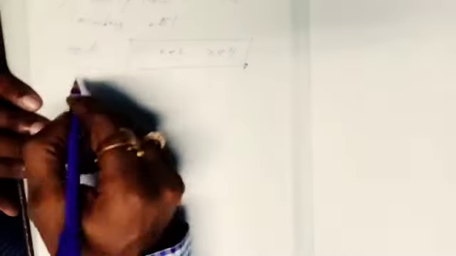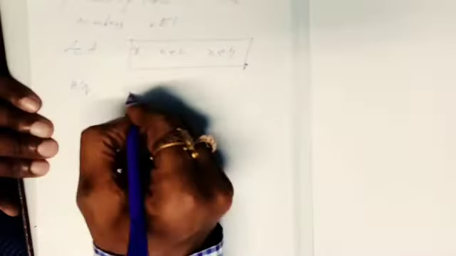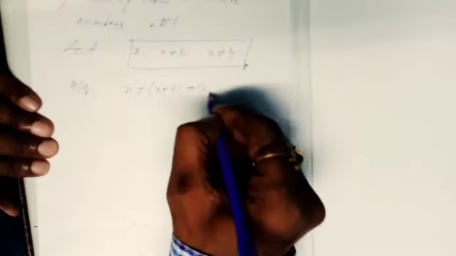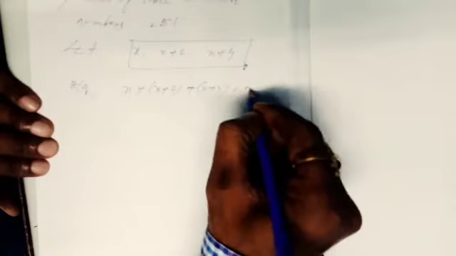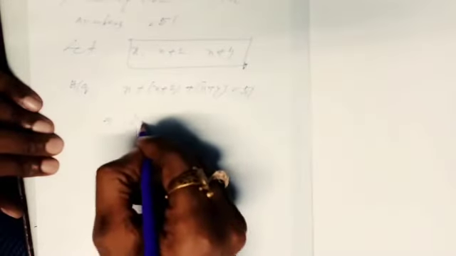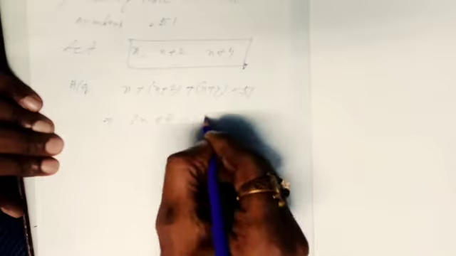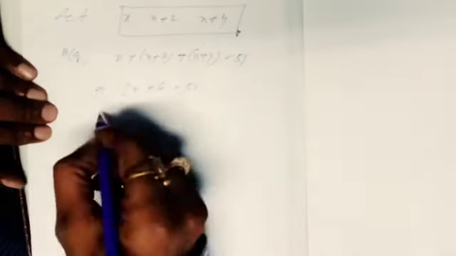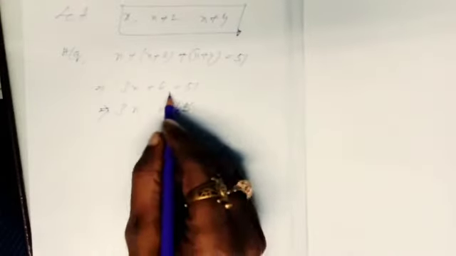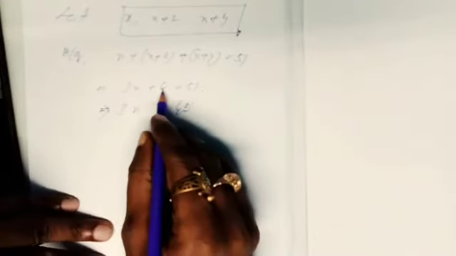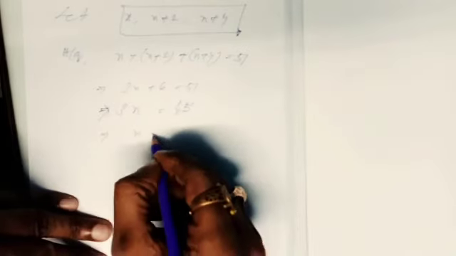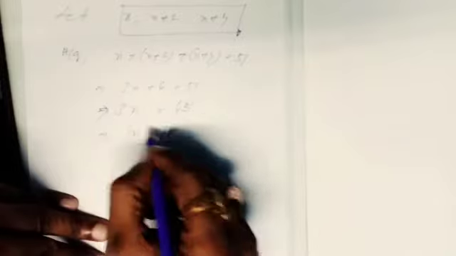Now the sum of these numbers according to the question means x, x plus 2, x plus 4 equal to how much? 51. This is coming 3x plus 6 equal to 51. After that you subtract. 3x plus 6 equal to 51. Taking 6 to that side, 51 minus 6 is 45. Therefore x equal to how much? x is equal to 15.